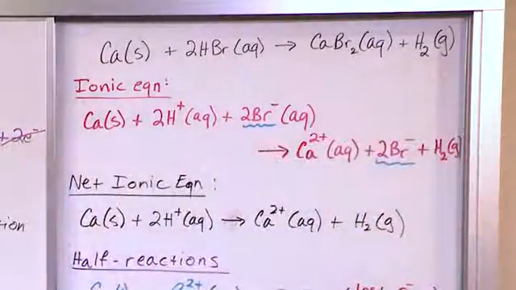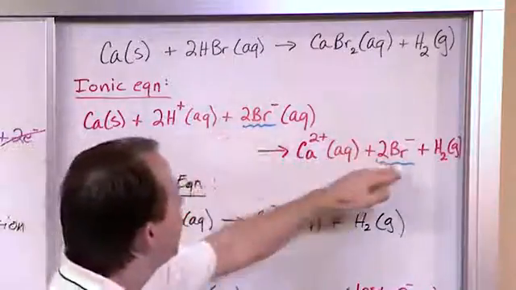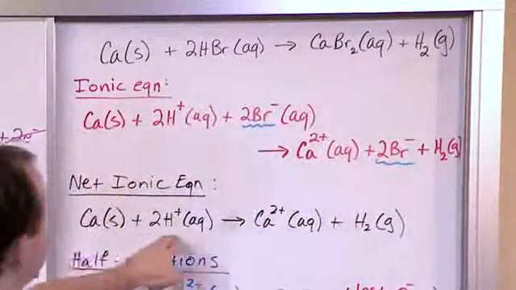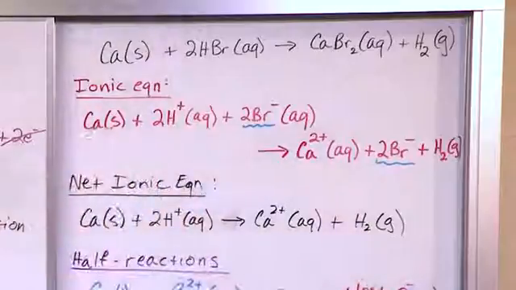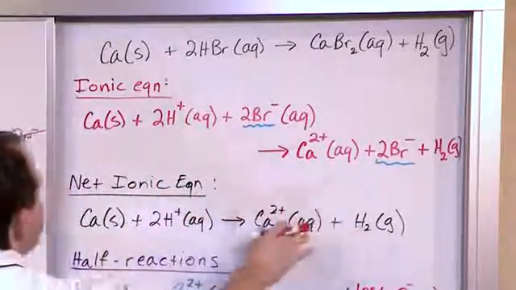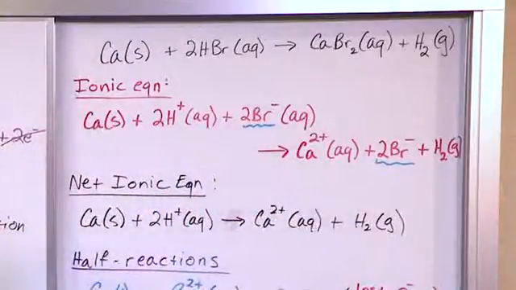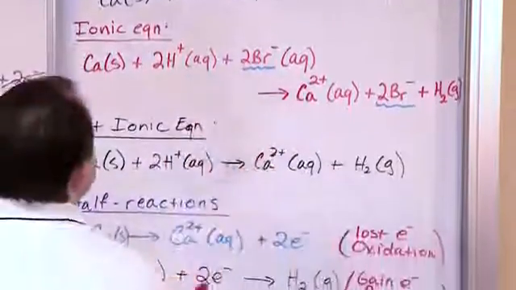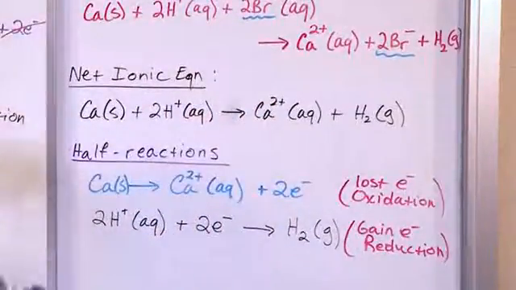Okay, now how do I write the net ionic equation? The bromines go away because they're common on the left and the right. This is the net ionic equation. So this is your net ionic equation of what's really changing and happening in this reaction. So then I take this net ionic equation and I further break it into half reactions.